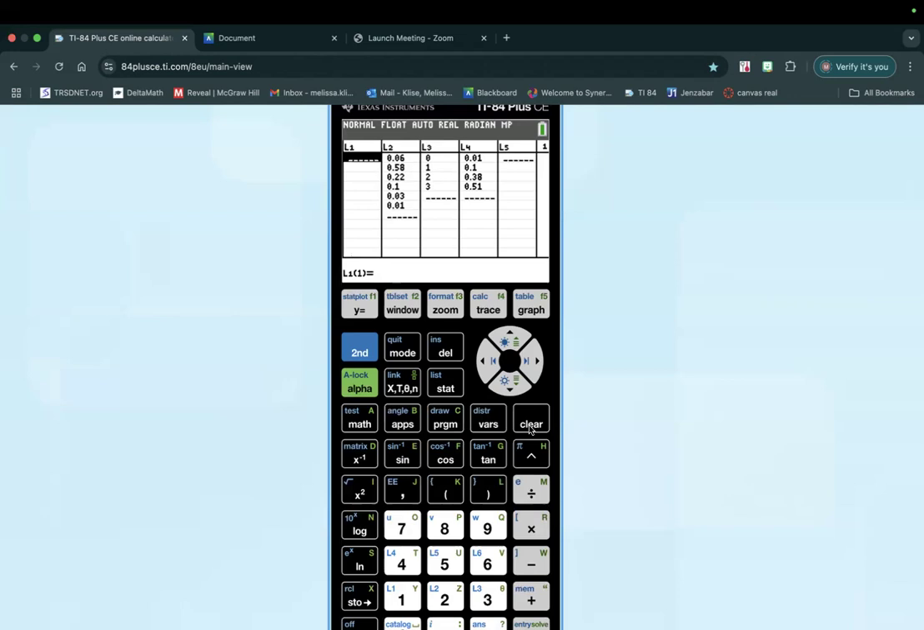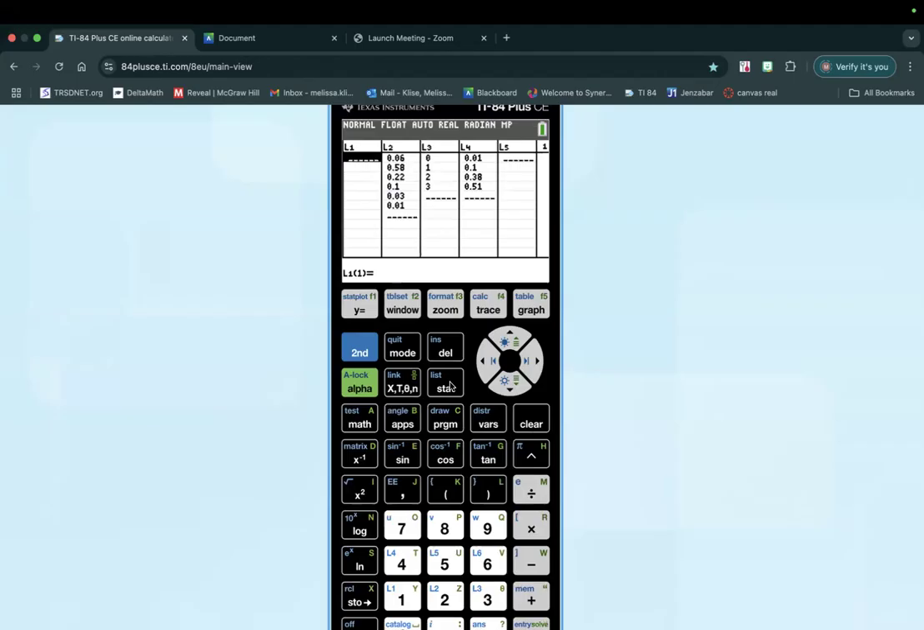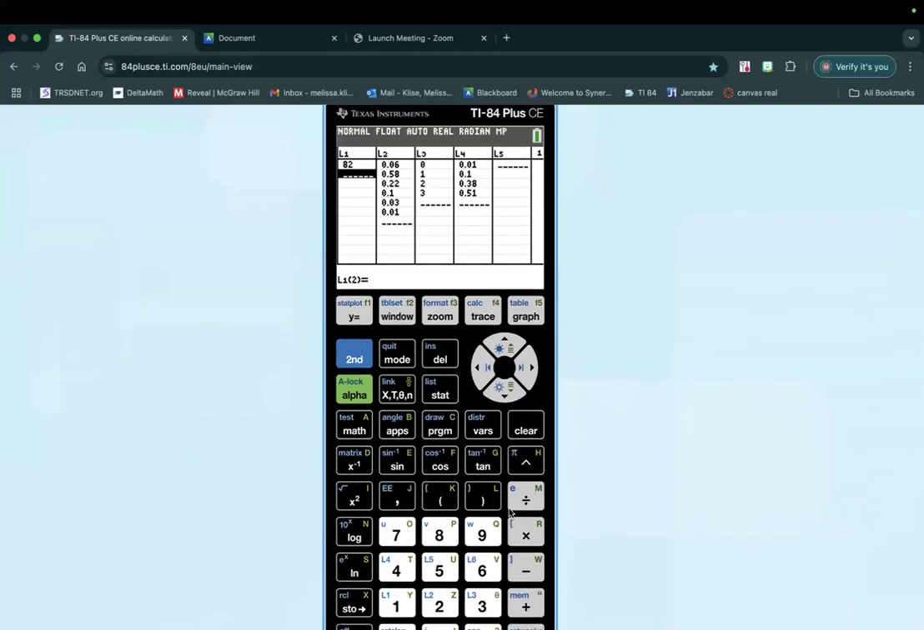What did you hit after stat? So stat, then edit. Edit is the first option. Then you arrow up till L1 is highlighted and then hit clear, enter, if there's anything in your list. If there's nothing in your list, then you're golden. To enter numbers, just put the number in and then you hit enter. The enter is down here at the bottom. So just put the number in and hit enter. We're just going to do that for all 10 of our numbers.